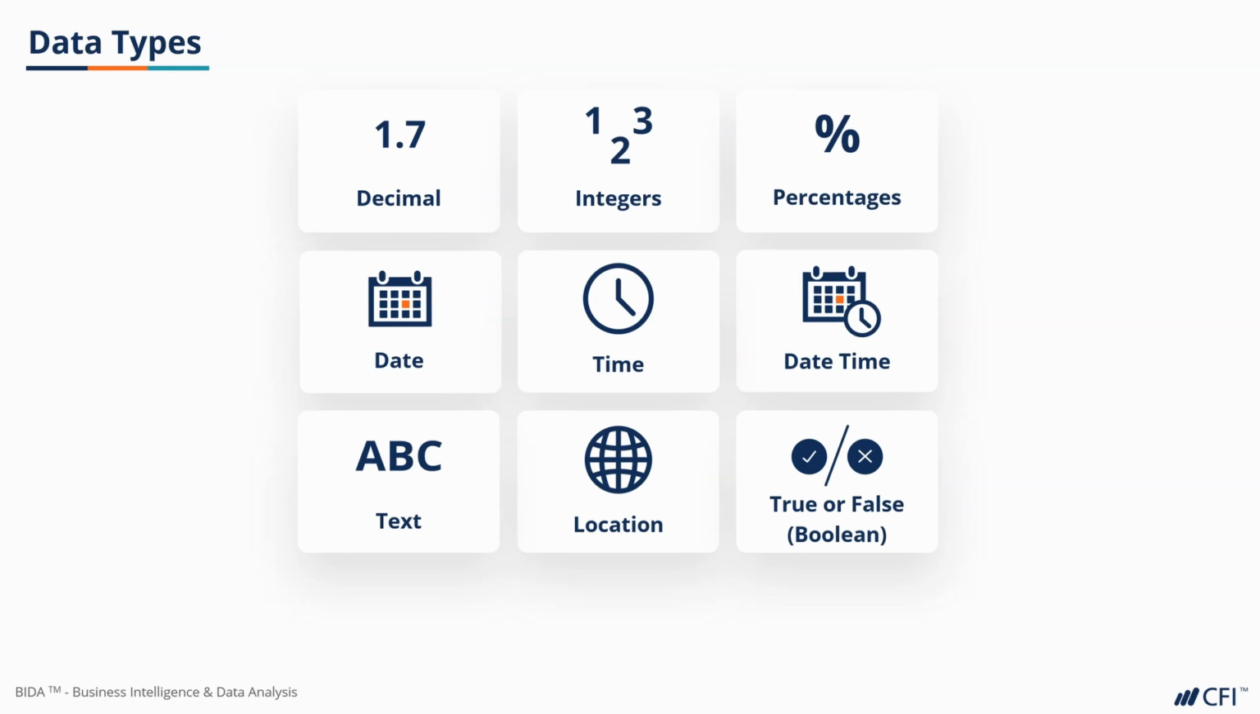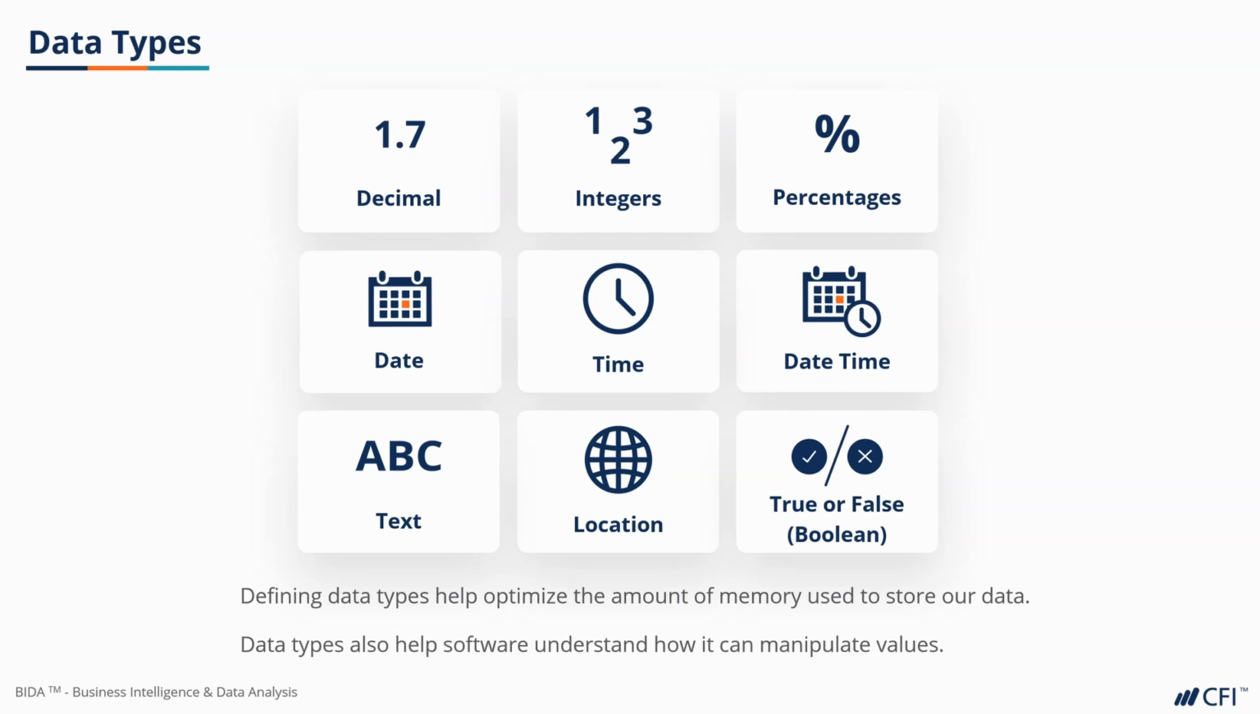And just like in Excel, in most BI packages, we need to define what the data type is that we're working with. And there's two key reasons for doing that. First, defining data types helps optimize the amount of memory used to store our data. Some of these data types take more storage than others. The second reason is that data types also help our software understand how it can manipulate our values.